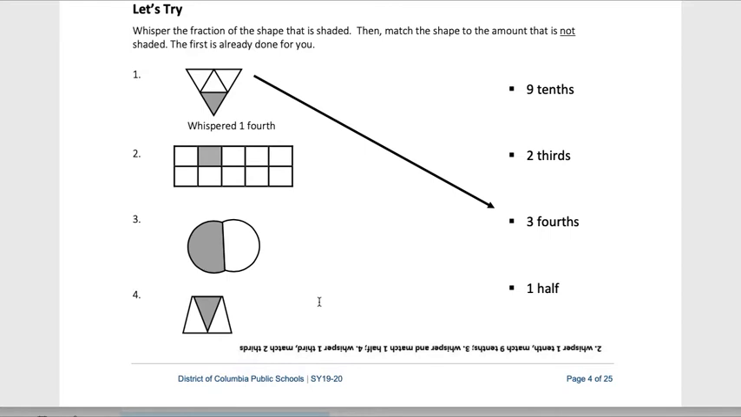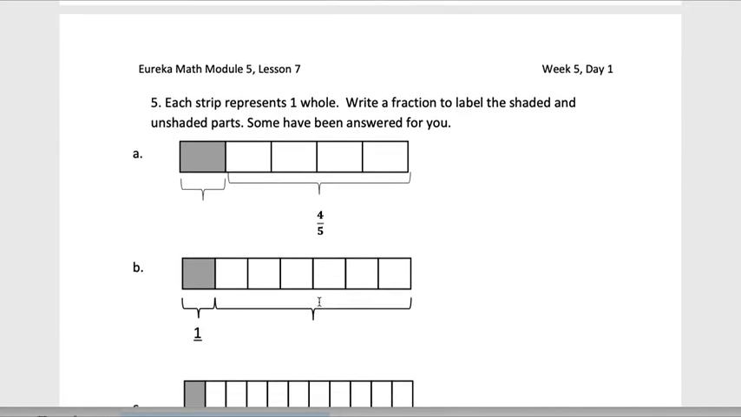Okay, so now it's asking you to try it on your own. You have to think about what fraction of the shape is shaded, then match the shape to the amount that is not shaded. So number 1, we see that 1/4 is shaded. What is left over? It's 3/4. Okay. Number 2, we see that this is talking about tenths. So I see 1/10 is shaded. So what is no longer shaded? It would be 9/10. You guys got this.